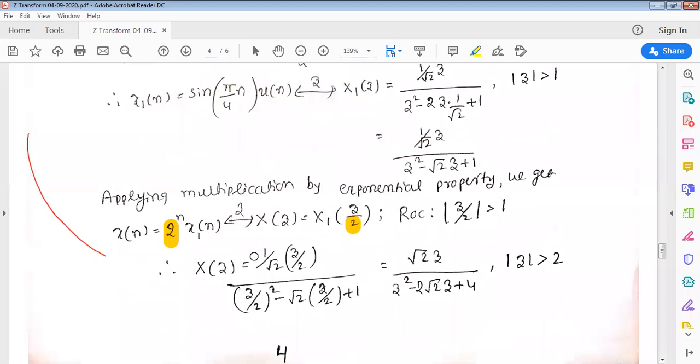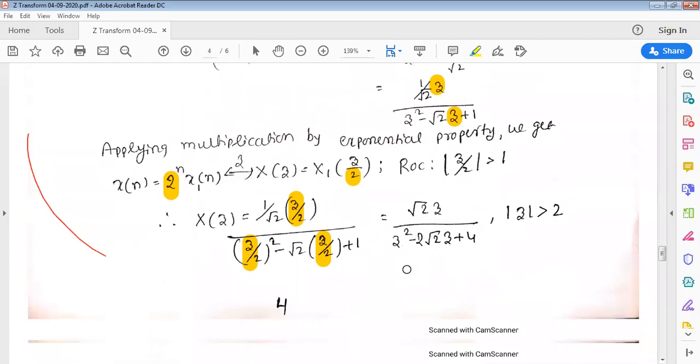Now what will I do? I'll write 1 by 2, 1 by root 2. Wherever z is there, I'll replace z by z by 2. This z becomes z by 2. Same way z square becomes z by 2 whole square minus root 2, z becomes z by 2 plus 1. That is simplified. This gives me root 2 z divided by z square minus 2 root 2 z plus 4, where mod z is more than 2. So z by 2 is more than 1, there is mod z is more than 2. That solves your problem. Okay.